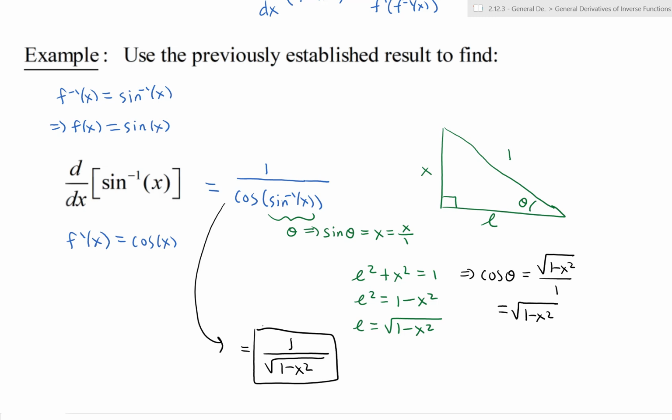And there's our derivative function, the derivative of the sine inverse of x. And so as you can see, this established general derivative of an inverse function works. We proved it, and we just showed an example. We verified a previously established result. And there you go. There's just one example. You could do this for any inverse function.